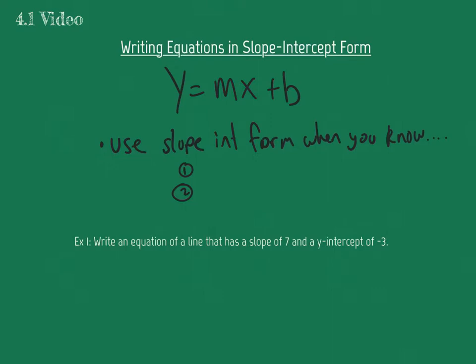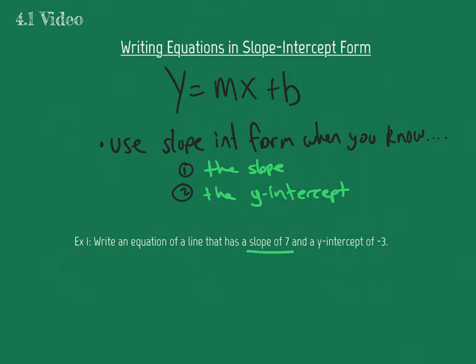The time to use slope-intercept form to write an equation is going to be when you know the slope and the y-intercept. If you don't know those two things, then slope-intercept form is a little harder to use. So we want to use it when it's convenient, and it's convenient if we know or can easily find the slope and the y-intercept.